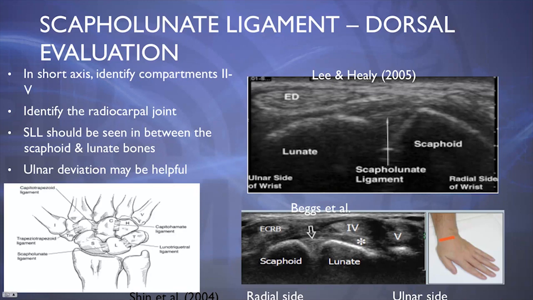So here's the scaphoid, here's the lunate. Here's compartment 2. We're not really seeing compartment 3 in this view, but we can see compartment 4, compartment 5. Here's scaphoid, here's lunate, here's that ligament. And on this side, the notch is just flipped. We can see the scaphoid, the lunate, and then here's the scapholunate ligament here.